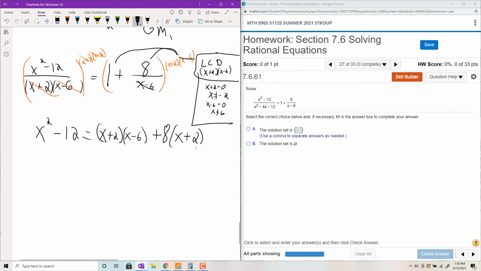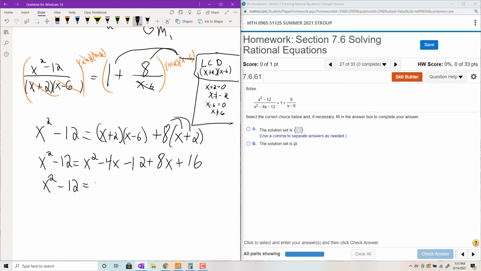Okay. Now I have some foiling and some distributions. So I have x squared minus 12 equals first x squared, outer minus 6x, inner plus 2x is minus 4x, then minus 12, and then distribute here plus 8x plus 16. Start combining like terms on the right side. x squared minus 4x plus 8x is plus 4x. Minus 12 plus 16 is plus 4. The x squareds will cancel out if you subtract x squared on both sides. Then you've got minus 12 equals 4x plus 4.